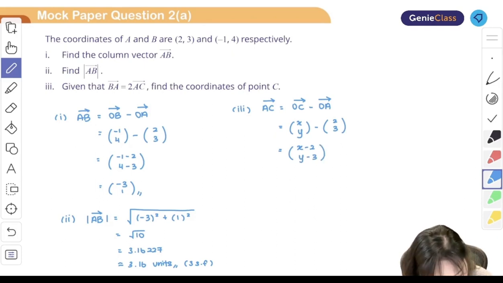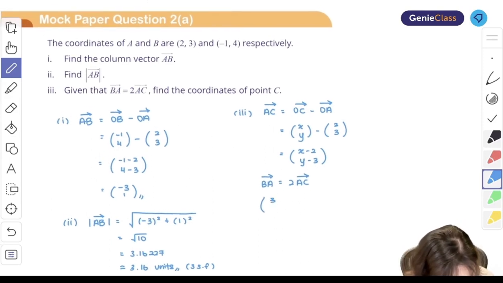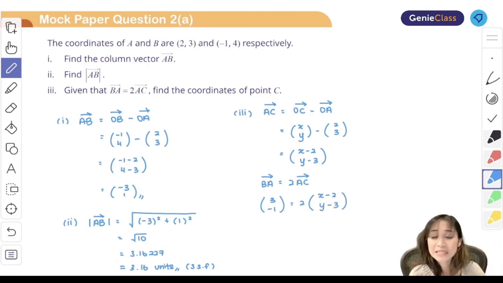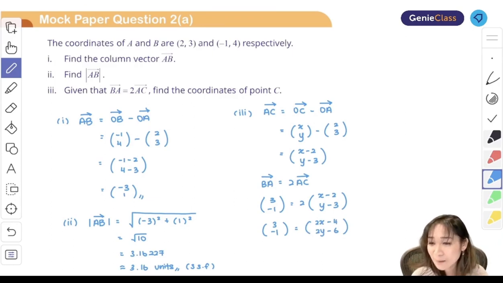Okay, then I have my given equation, BA equals 2 vector AC. So BA is the reverse of vector AB. So that's how I get (3, negative 1) equals to 2 of AC, which is (x minus 2, y minus 3). Then from here, I start with my scalar multiplication first. Okay, so (3, negative 1) equals (2x minus 4, 2y minus 6). Then I have equal vectors. So how to do equal vectors?